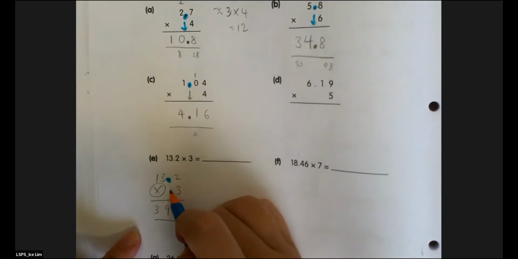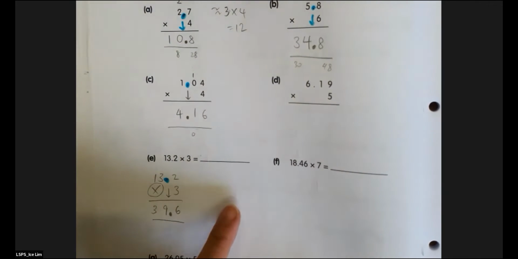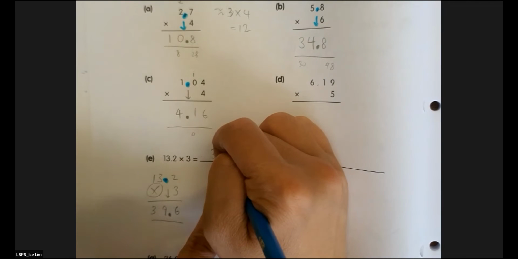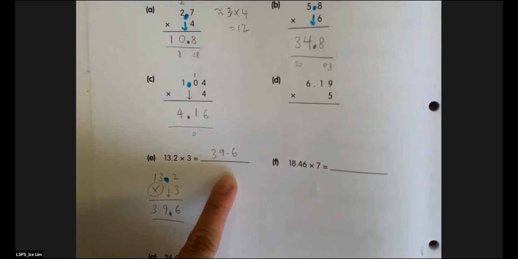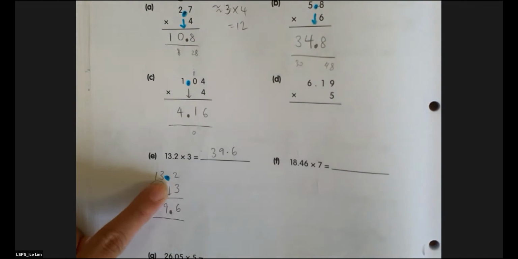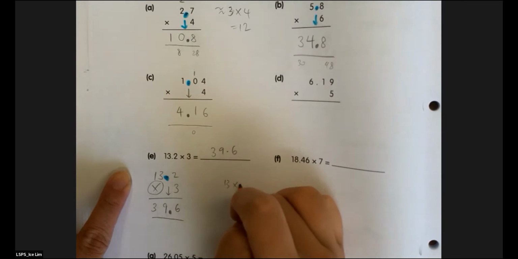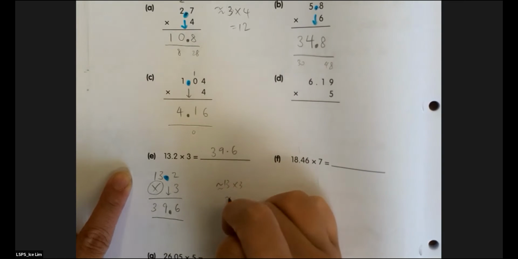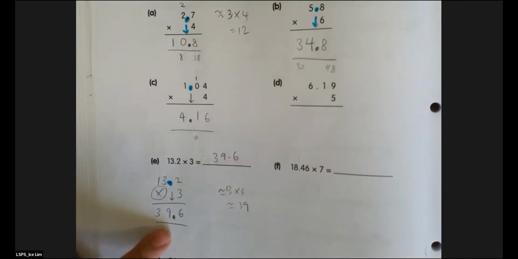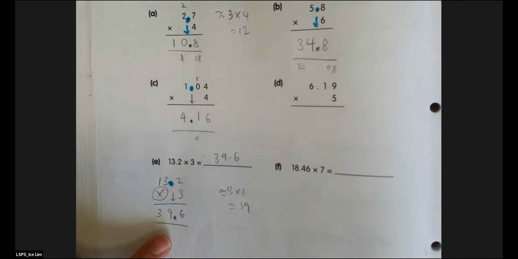Your decimal point must be there. Do not forget to fill in the blank. It should be 39.6. Now, this one is about 13 times 3. 13 times 3 is about 39. Okay, it's about there. So it looks reasonable. I'm not having something that's really odd.